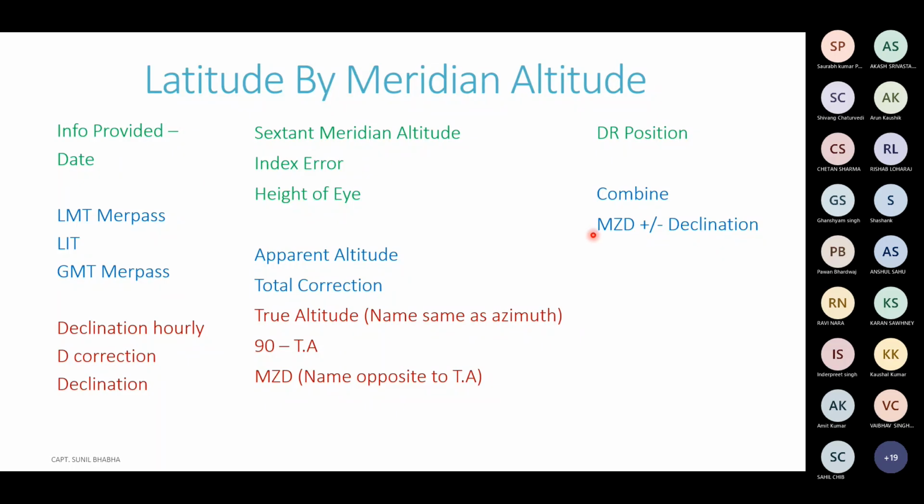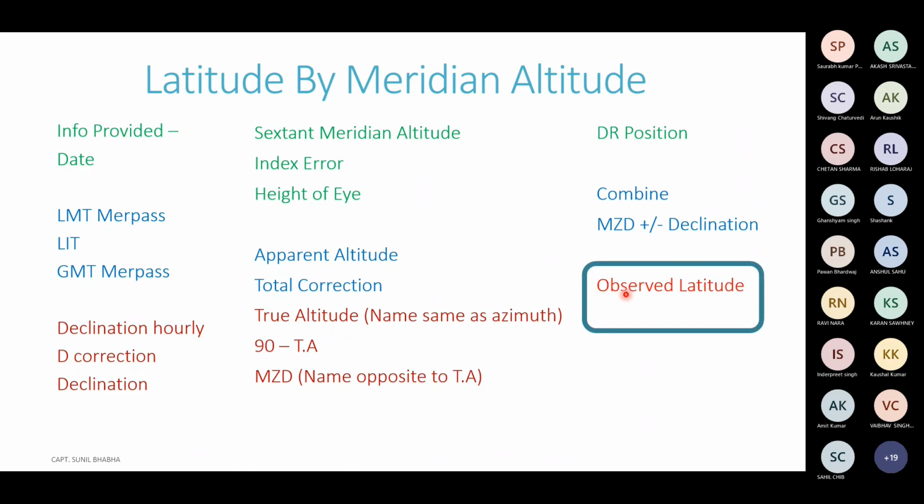Now we compare the names of MZD and declination. If both of them are having the same names, they are added up. And if they are having opposite names, then we subtract the smaller one from the bigger value and we retain the name of the bigger one. So I repeat, if MZD and declination are of the opposite name, we subtract the smaller value from the bigger one and we retain the name of the bigger one.